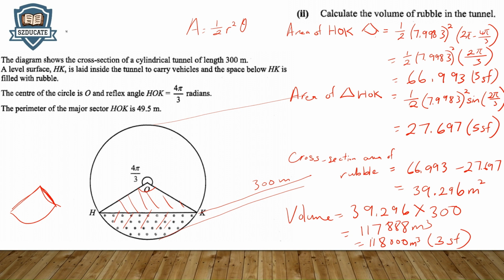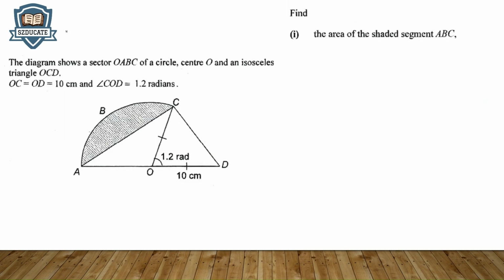Okay, this is quite a standard question. We're going to get into something harder and harder. Alright, next one. The diagram below shows the sector OABC of a circle, center O, and an isosceles triangle OCD. Now OC equal to OD equal to 10 and angle COD equal to 1.2 radian. Very good. Seems very clear. It's again a radian measure kind of question. Find the area of the shaded segment ABC.